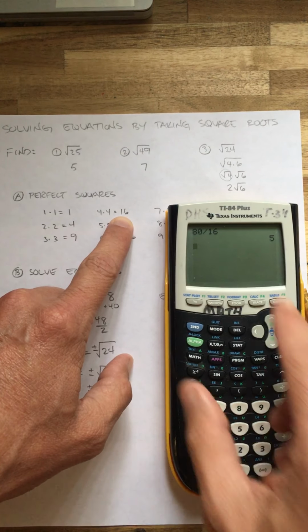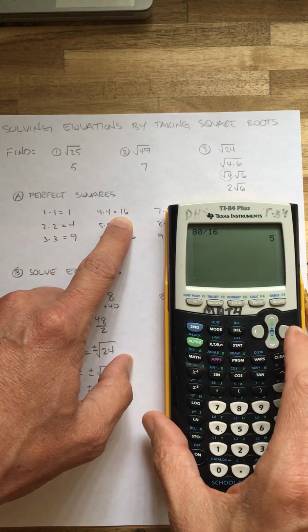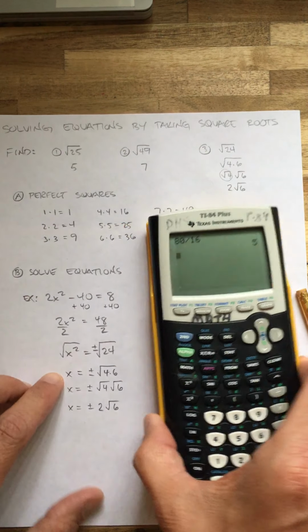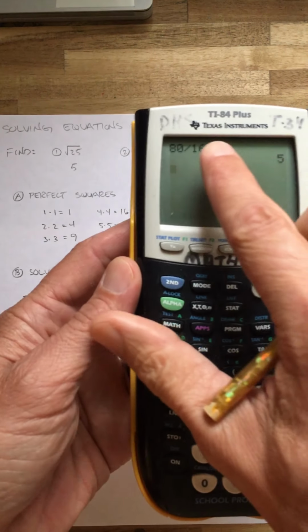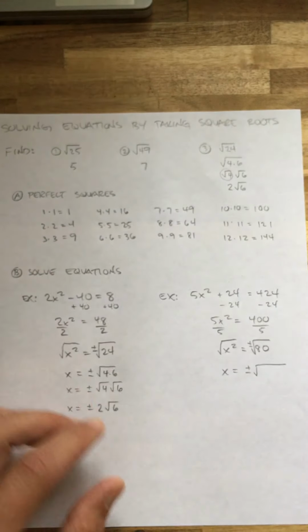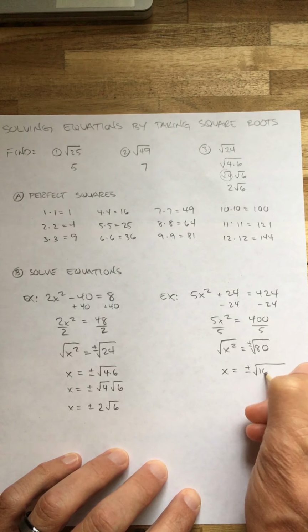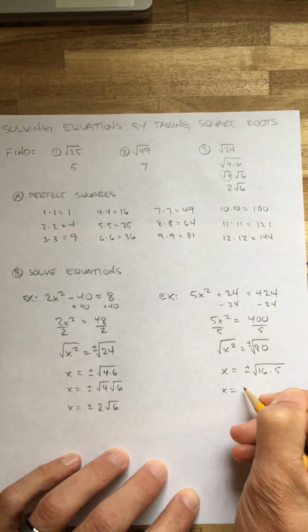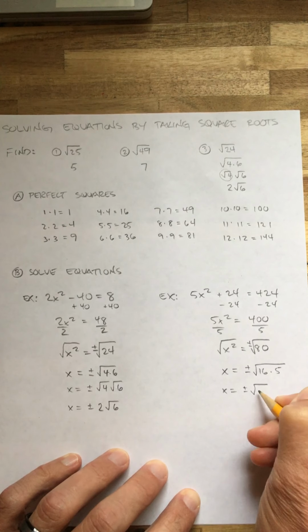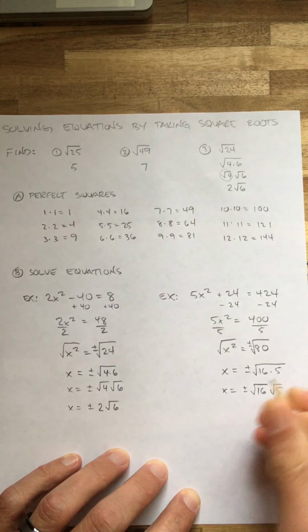Hey, look, it works. 16 goes into 80, okay? So now we can write down the square root of 80 is going to be these two numbers, the 16 and the 5, okay? So put 16 times 5, okay? And now watch this. X equals plus or minus the square root of 16, the square root of 5.